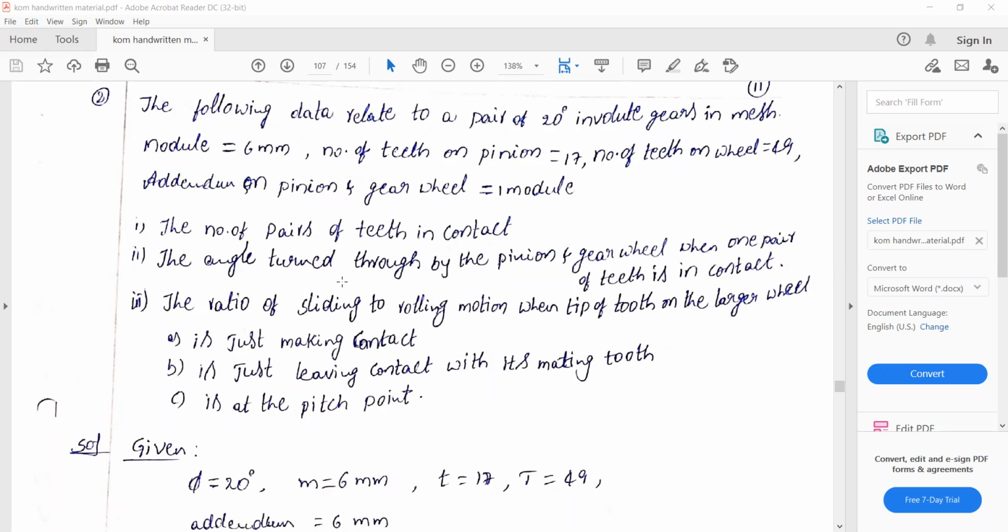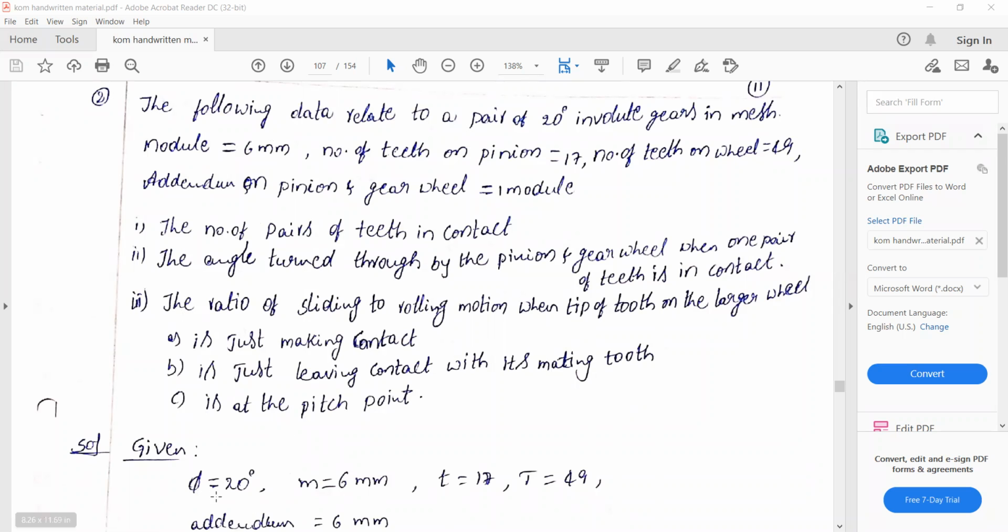And the third one, the ratio of sliding to rolling motion when the tip of the tooth on the larger wheel is just making contact, first condition, and second, just leaving contact with its meeting tooth and is at the pitch point. So these are the values to determine. All of you read the problem carefully and write the given values. From the problem description, what are given?